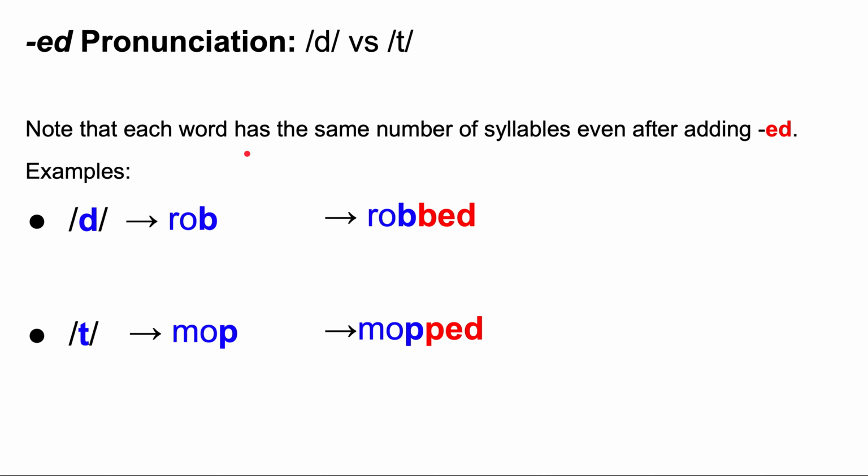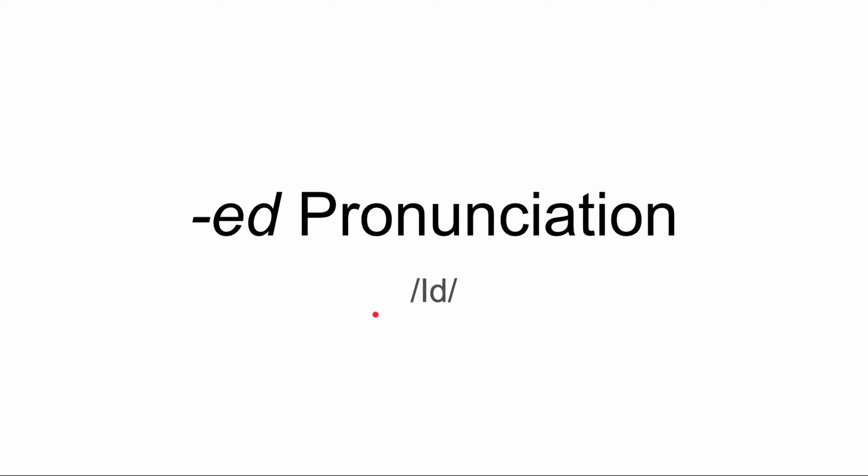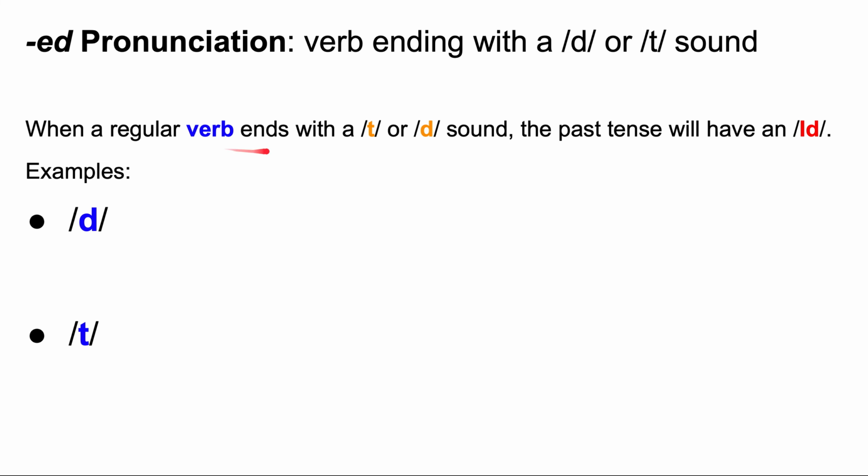Note that each word has the same number of syllables even after adding ed. For example, rob, one syllable, robbed, one syllable. Mop, one syllable, mopped, one syllable. Now let's talk about id, the other pronunciation. When a regular verb ends with a t or a d sound, the past tense will have an id.